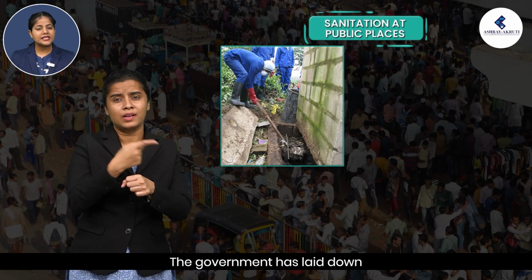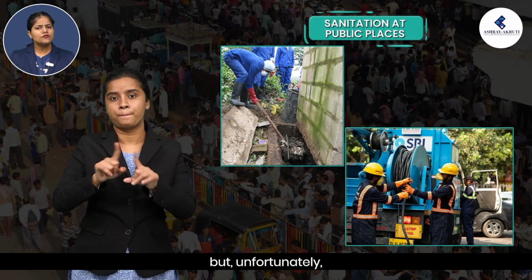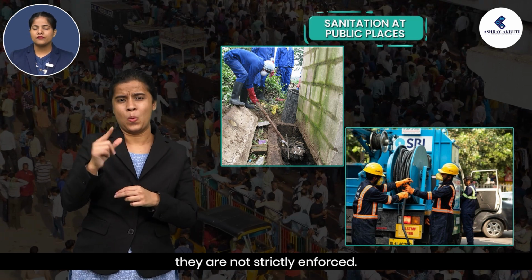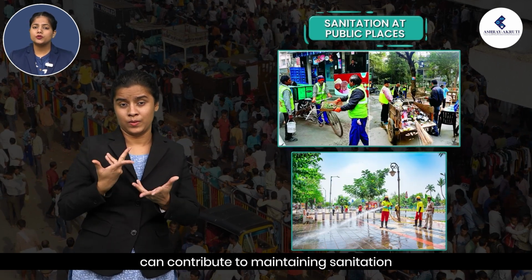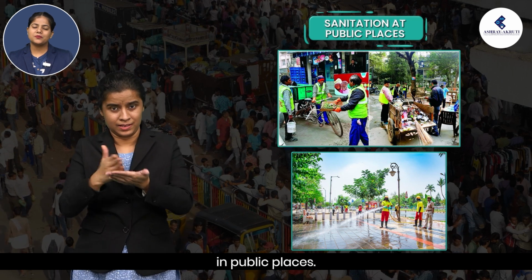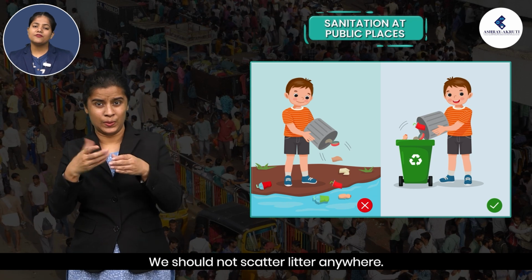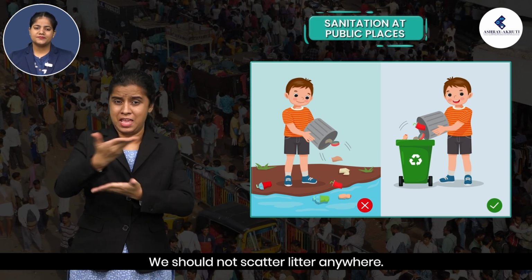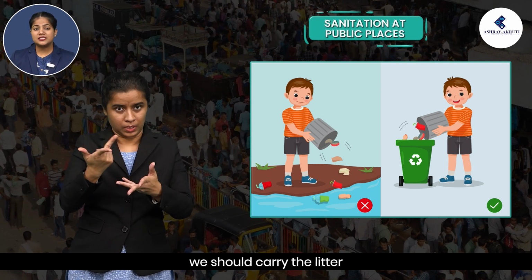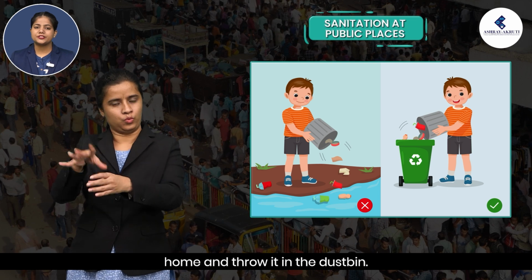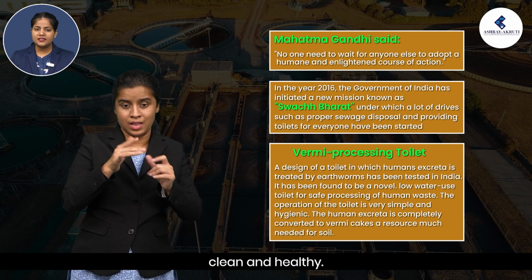The government has laid down certain standards of sanitation, but unfortunately, they are not strictly enforced. However, all of us can contribute to maintaining sanitation in public places. We should not scatter litter anywhere. If there is no dustbin in sight, we should carry the litter home and throw it in the dustbin. We all have a role to play in keeping our environment clean and healthy.